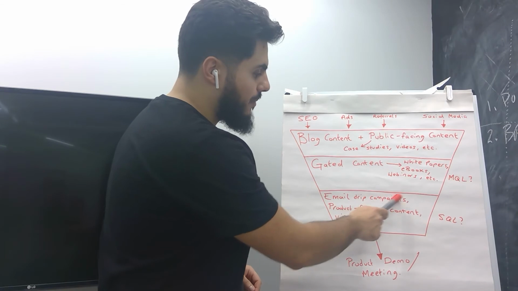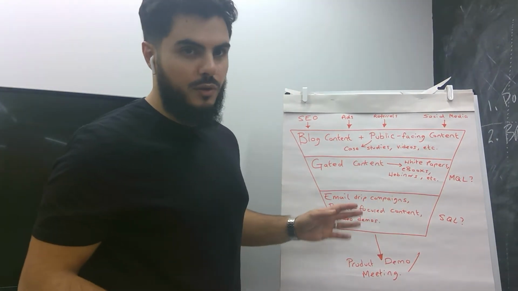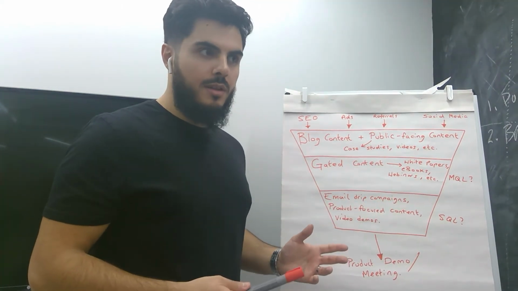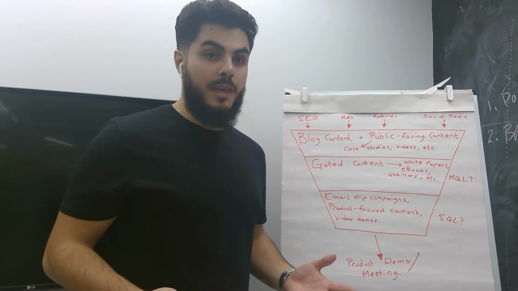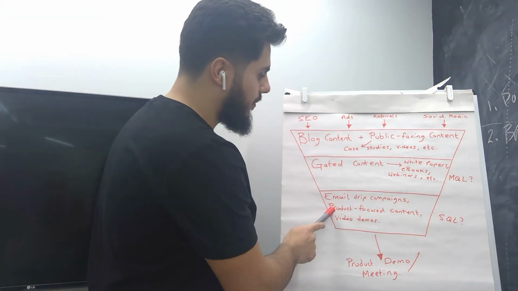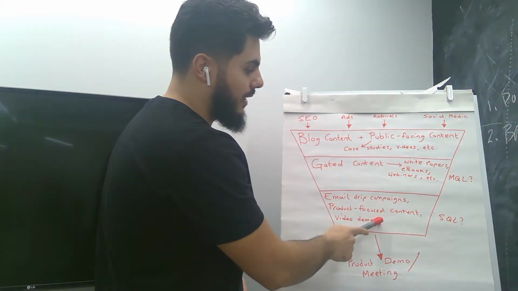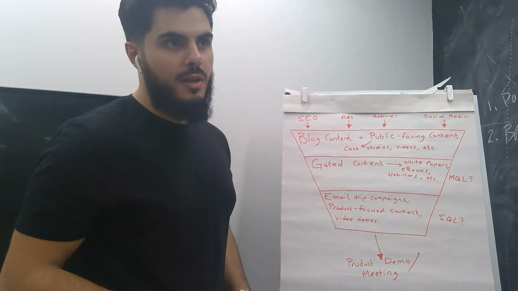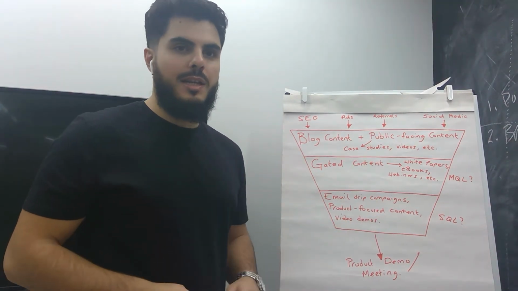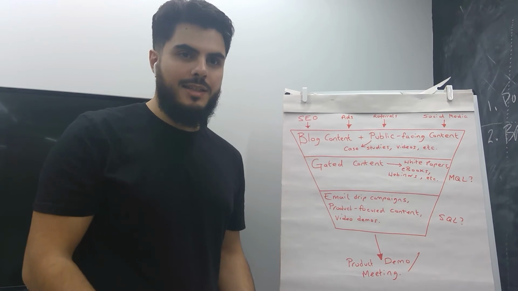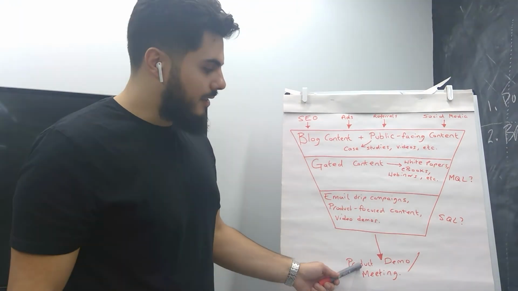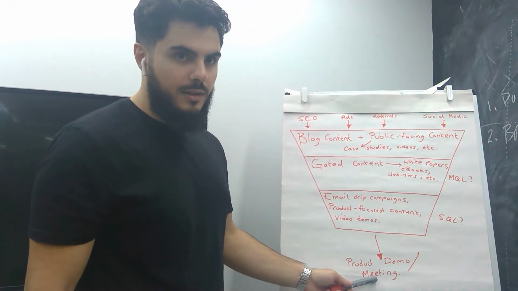So although you could maybe reference a blog post in one of your emails, don't make that the main point of the email. What you want to do is start talking about product-focused content and have video demos, right? Especially if you're an enterprise SaaS company where your product isn't really accessible until you hit the product demo or the meeting, right? The sales meeting.